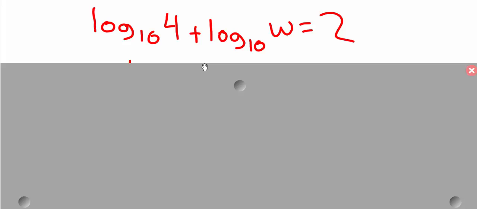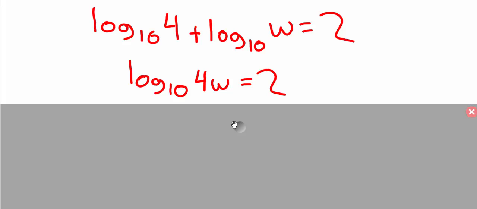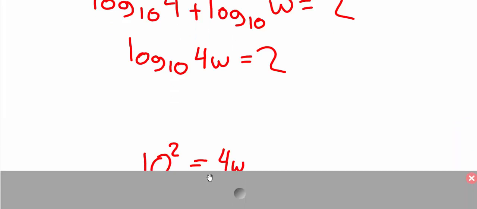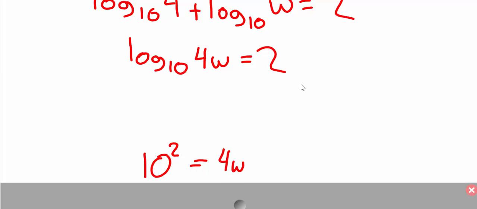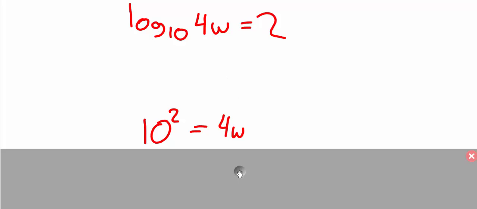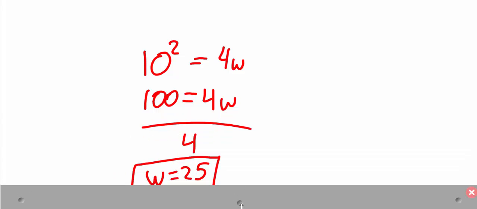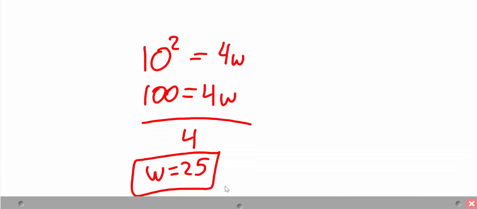All right, so here's another example with only logs on one side. Notice this one's addition, so we're going to combine it by multiplication. So we have log base 10 of 4 times w equals 2. And then we can rewrite it: first to the last equals the middle. So now we have 10 to the second equals 4w. So that's 100 equals 4w. Now we just divide both sides by 4, and we get w equals 25.